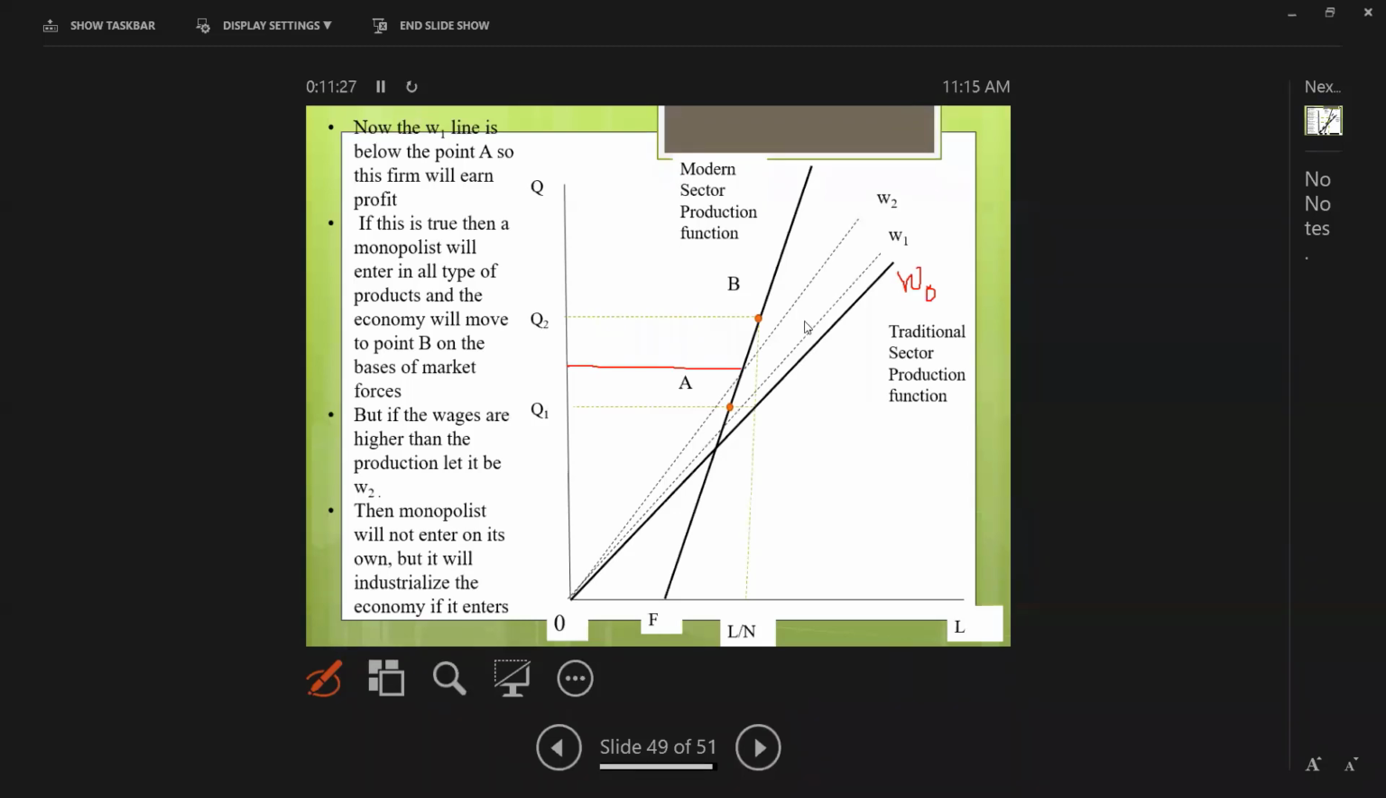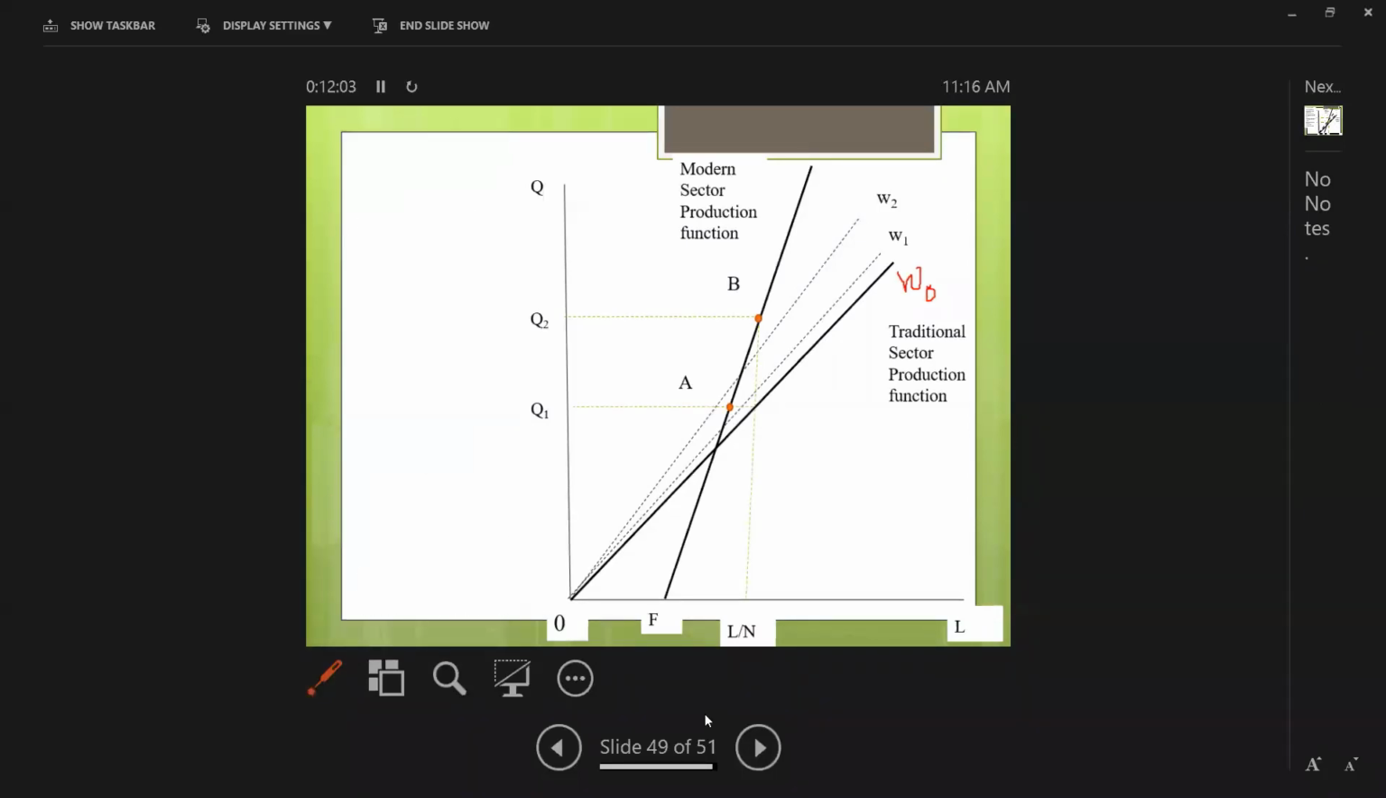So W2 will create a dilemma, and now they have to calculate if the short run losses are smaller than the long run profit. If the long run profit is high, they might assume that we should enter, and in the long run we will get more than the loss today, so it might be suitable for us to continue with the loss. But the problem is, let me erase it. But the problem is that if he enters here, industrialization will occur.